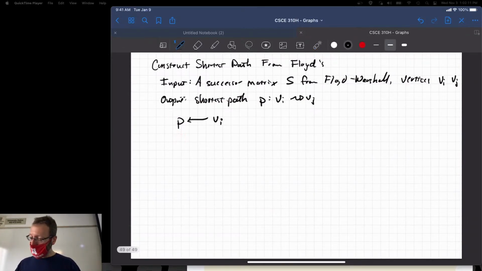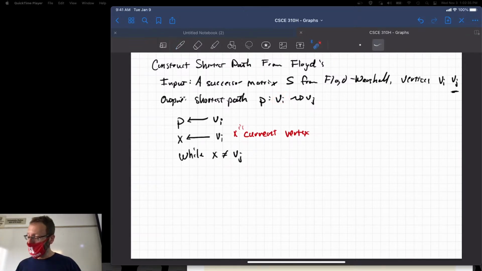Anyway, I'll start with my path at V sub I. X will be my current vertex. And where do I start that? Also at V sub I. X is the current vertex. And then while your current vertex is not equal to V sub j, your destination, right? Remember that V sub I is your source. That's where I'm starting. V sub j is your destination. So once I hit my destination, I break out of this while loop. I update my current vertex based on the successor matrix from X over to V sub j.